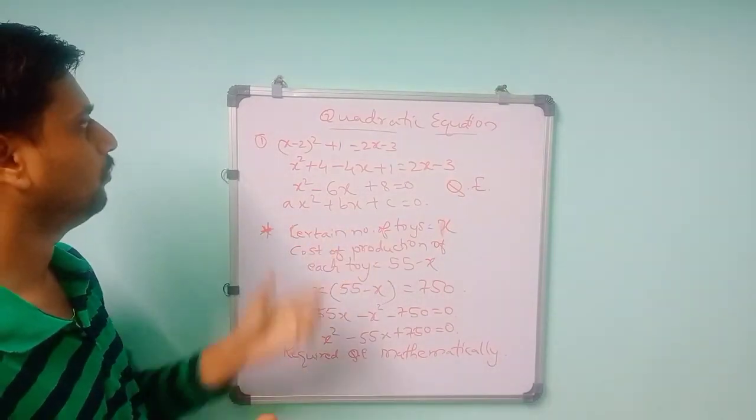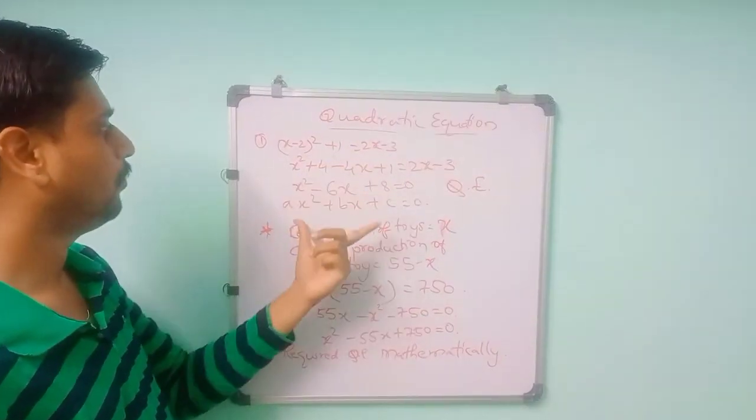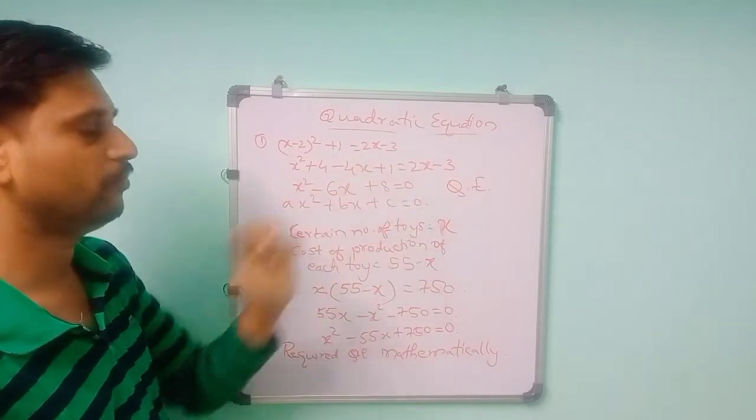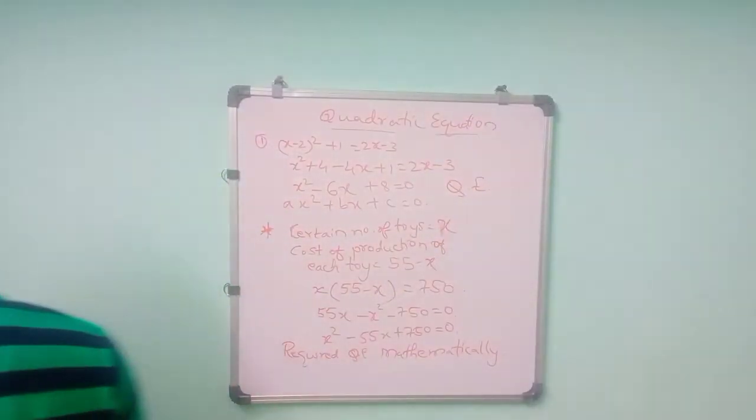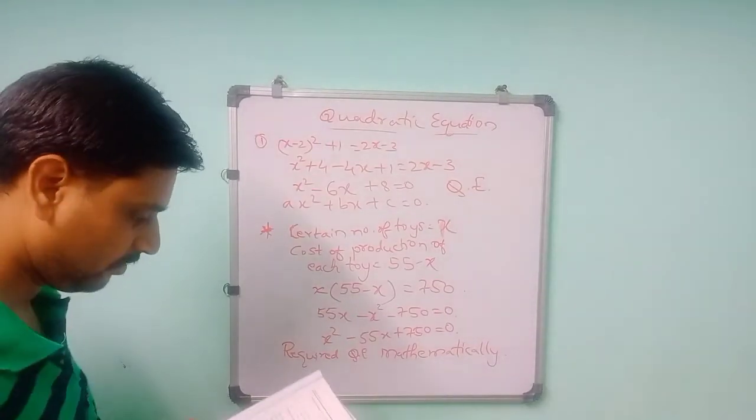So how do we judge? We have to first simplify the equation, then the remaining expression should be in the form of ax square plus bx plus c. Then only it is a quadratic equation. If you take another example like this.